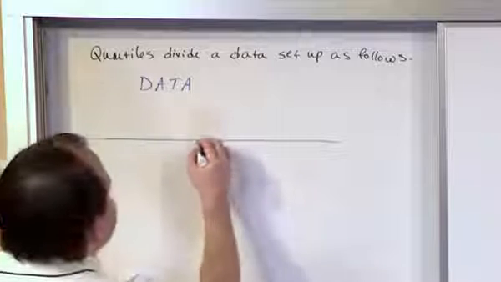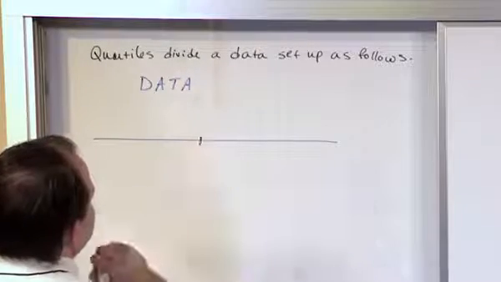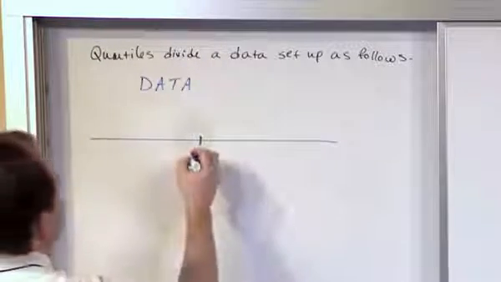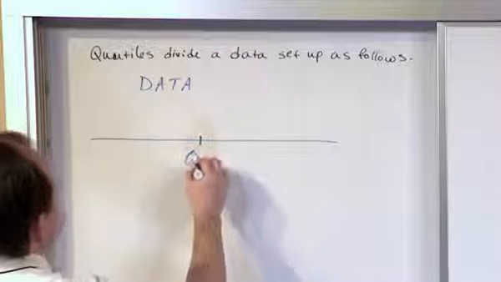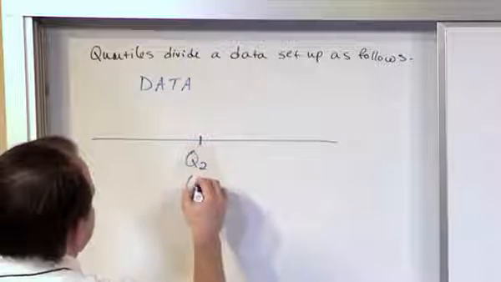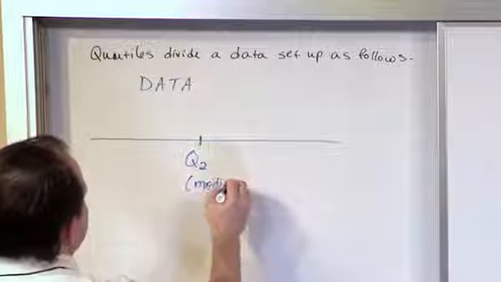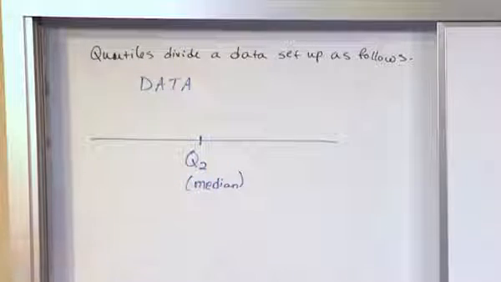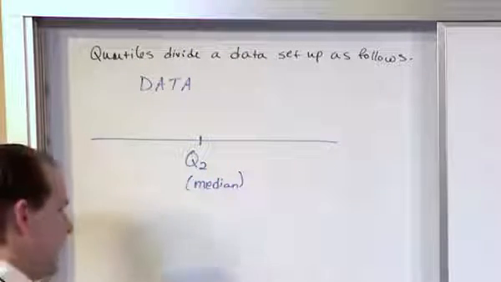So somewhere here in the middle of this data set, remember we talked about the median. Now we're relabeling that in this section. We're calling it the second quartile, which is also called the median. It literally is the middle of the data set. So the second quartile, Q2, is called the median.